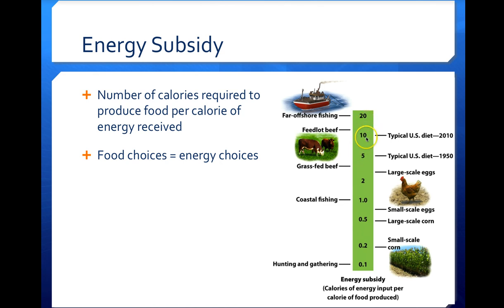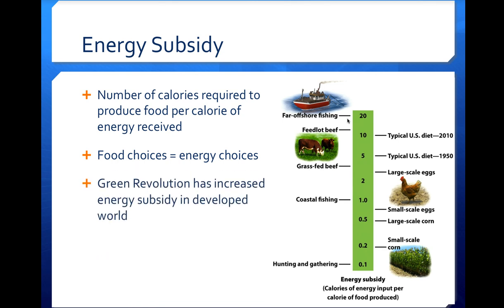Now, the typical U.S. diet in 1950, we were spending about 5 calories of energy, and this could be energy in terms of fossil fuels, natural gas, oil, things like that. We were spending in 1950 about 5 calories of energy for every 1 that we consumed. And move up to 2010, we're spending about 10 calories of energy for every 1 that we consume. Now, this is really inefficient, and that's one of the things that we want to keep in mind as we're thinking about the way that we do farming in the world.